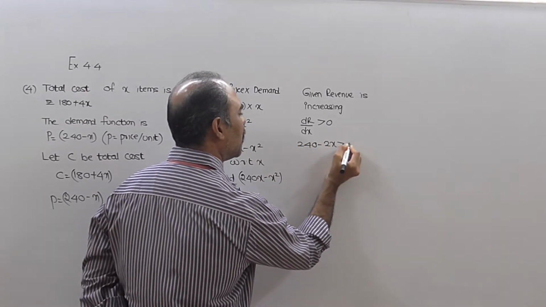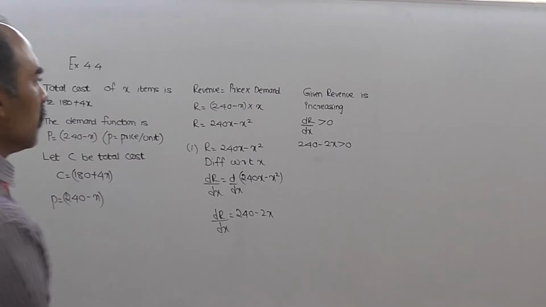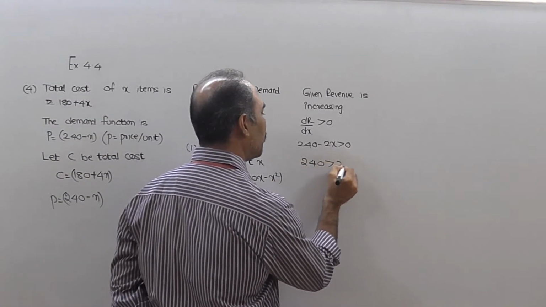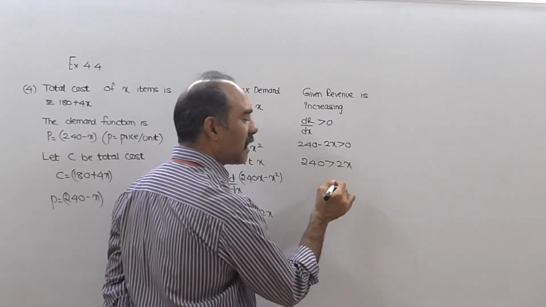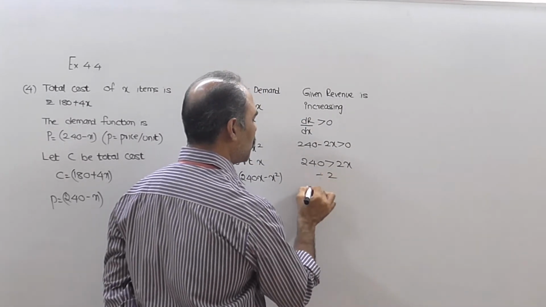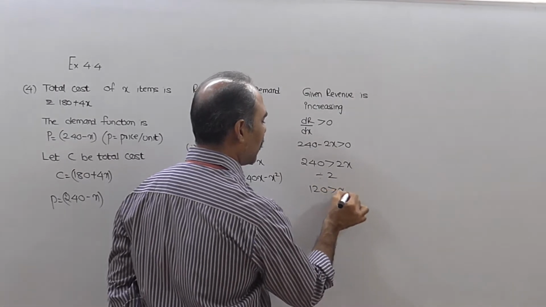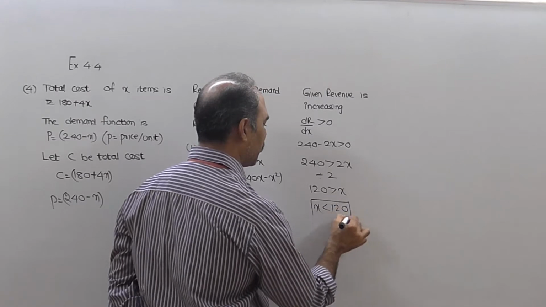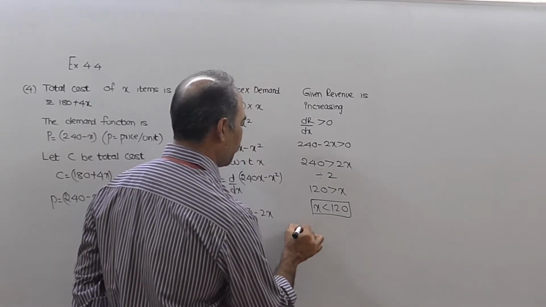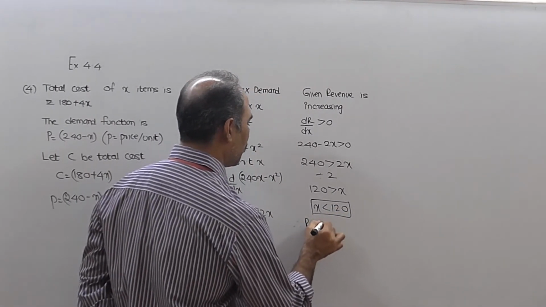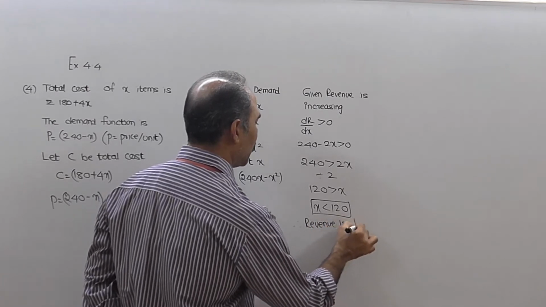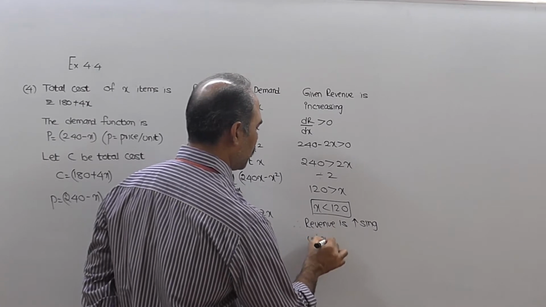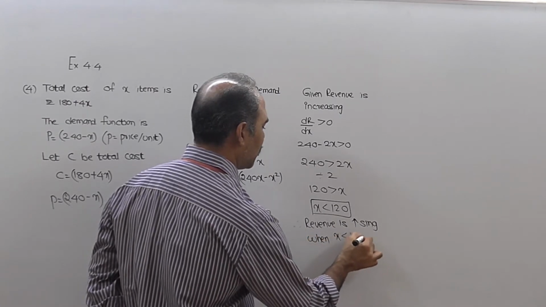240 minus 2x is greater than 0. 240 is greater than 2x, so that side will become plus. Divide both sides by 2, you get 120 is greater than x. 120 is greater than x means x is less than 120. Therefore, revenue is increasing when x is less than 120.